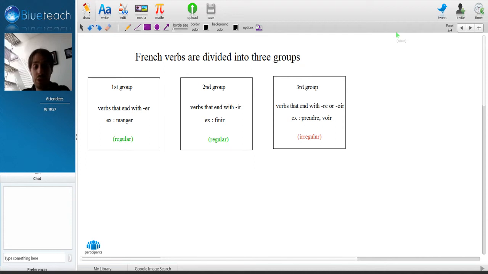So those are the two first groups with regular verbs, and the third group, well, the verbs in the third group are verbs that end with RE or OIR, at least for most of them. For example, the verb prendre, which means to take, is part of the third group. Voir, OIR in French is pronounced oir, sorry. So voir, which means to see in French, is also part of the third group. So what we're going to see now is how you can conjugate the verbs of the first and second group at the present tense.